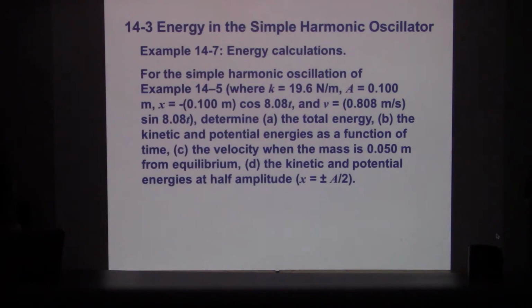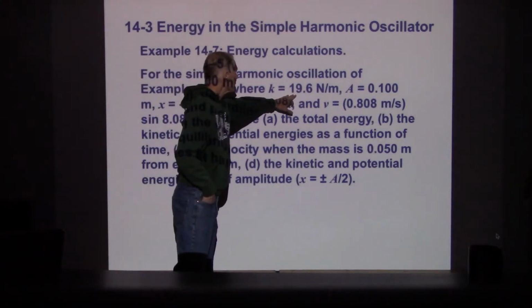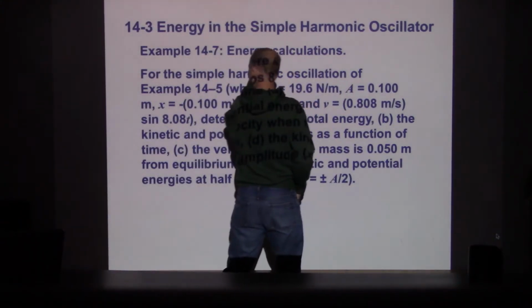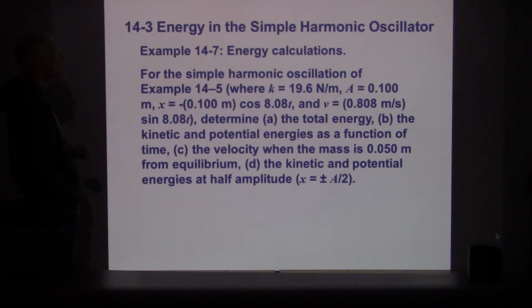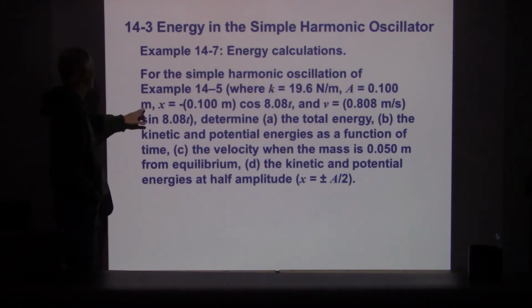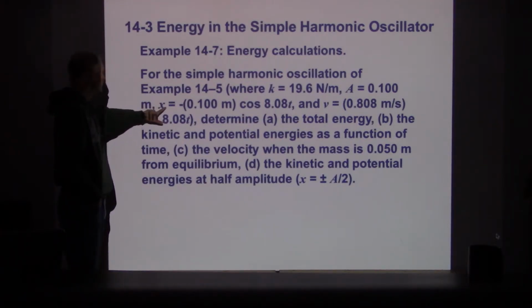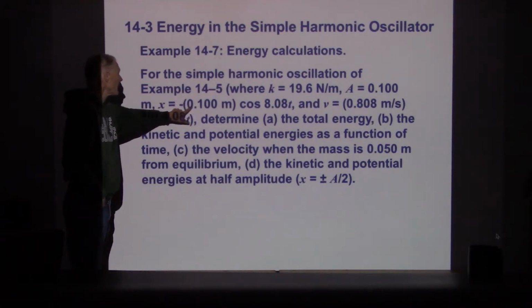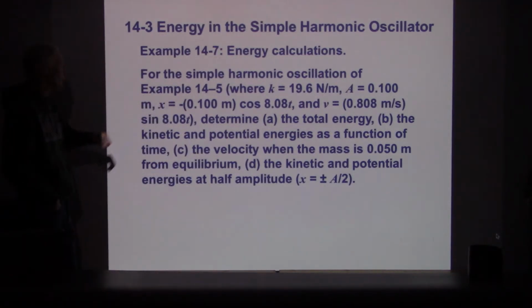Okay, so here's some energy calculations. It's the same spring. It's got a K value of 19.6. The amplitude is 10 centimeters. The function is given as this is A. So this is minus A cosine omega t. So we're starting at that minus 10 centimeter mark. And then we've got A, B, C, D.